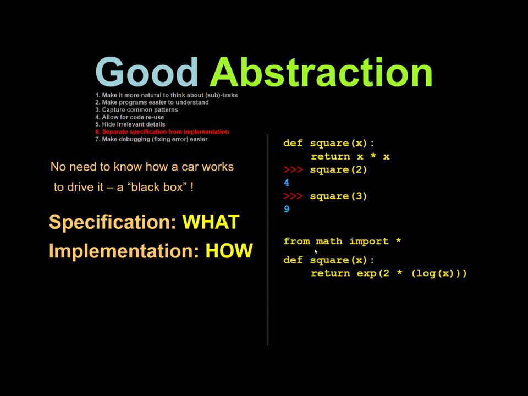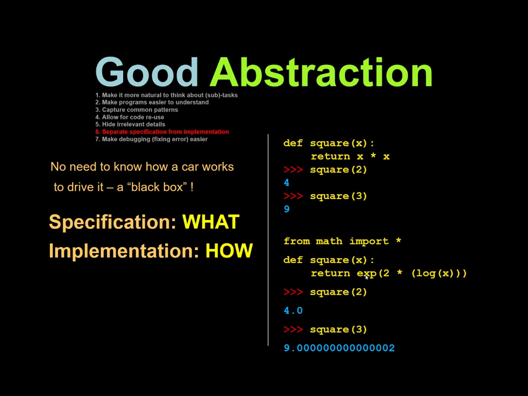Well, you can do it in another way. Define square x is return exponent 2 times log of x. When you put square 2, you get 4.0 instead of 4. So this is the same. Square of 3, now you get 9 point something. In this case, the first implementation is better than this implementation. So we only know from outside that square x is to get the square of some number. That is the what part. As to the implementation part, it is either this x * x or this exponent of log. So this is an illustration of two different ways of implementing square x.